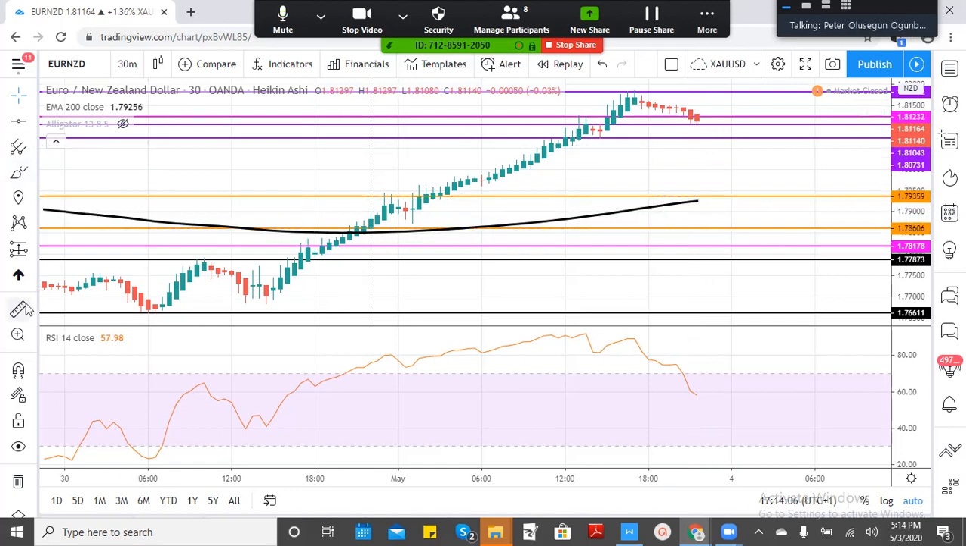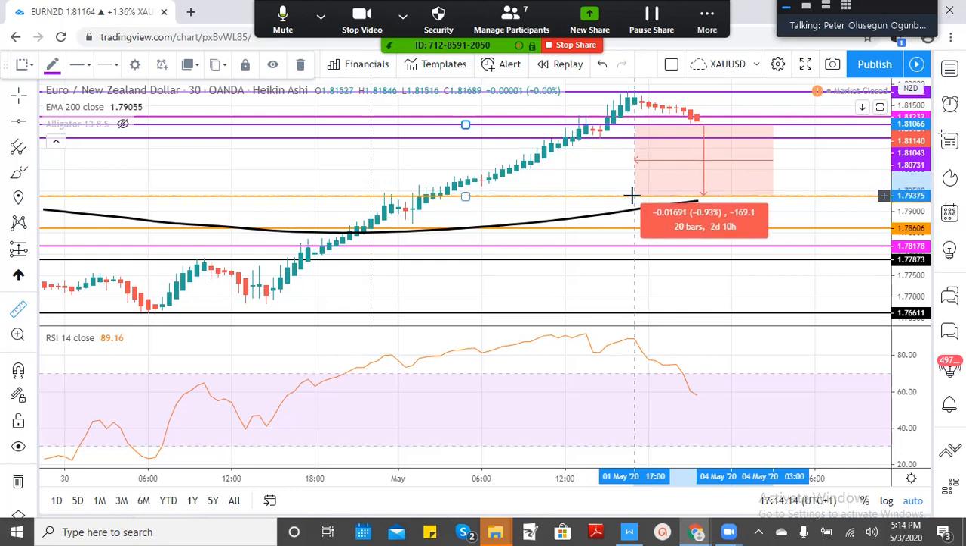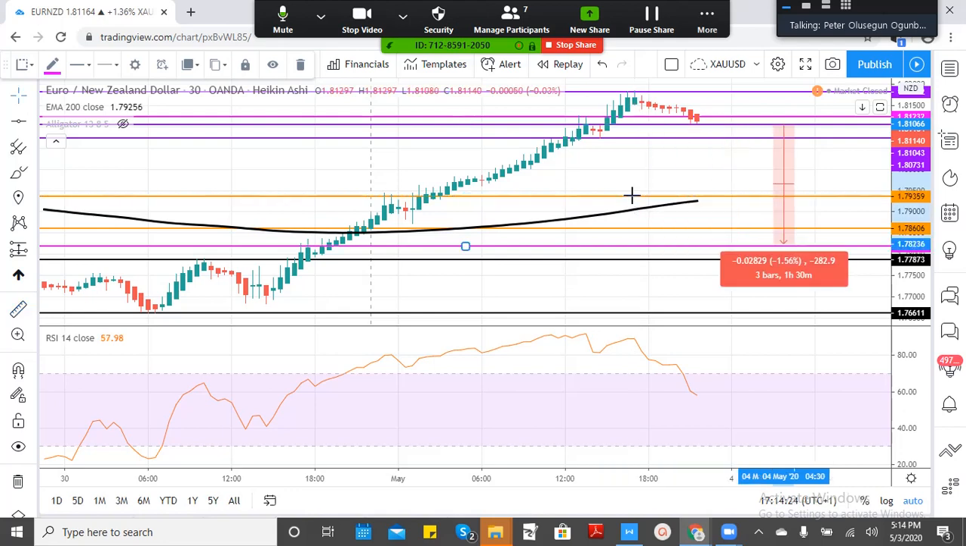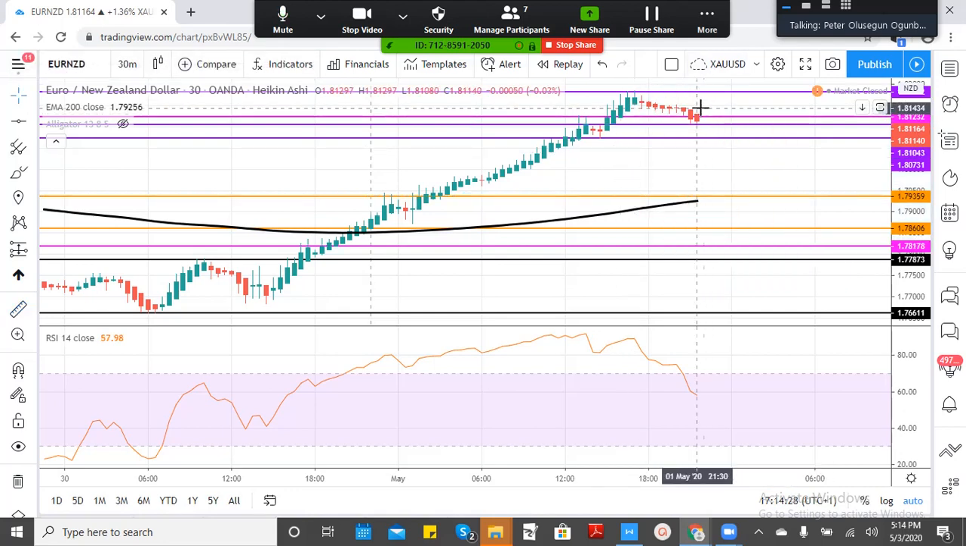How many pips? I'm looking at about 169 pips. That's the way I chop. If I want to chop as a day trader, I will not be looking for 80 pips. I can get my 169 pips, get out, and once I see that it has broken here and I entered, I can now place my stop loss somewhere here.